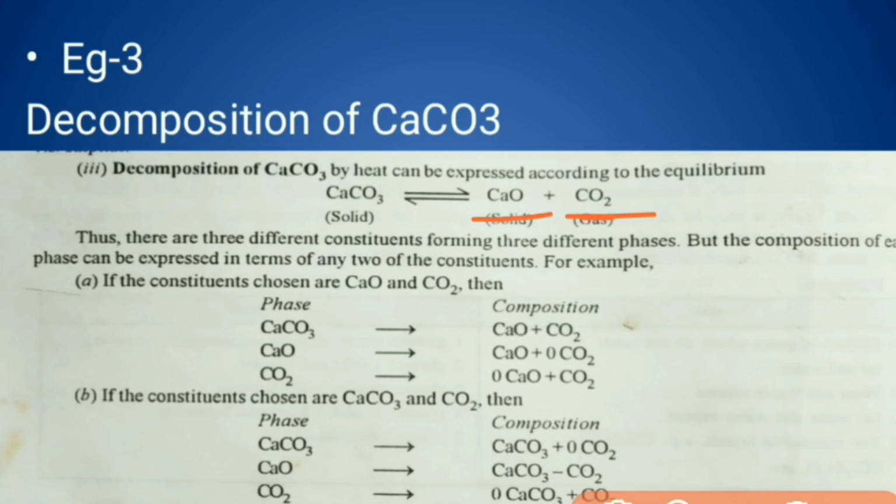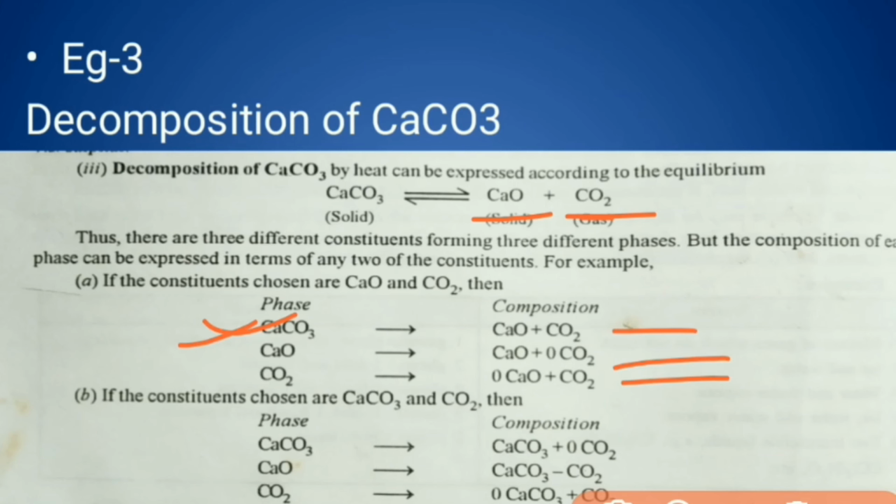So CaCO3 can be written like this. Please try to understand, this is CaCO3, and it is the composition of CaO and CO2, right? If we talk about the CaO, this is the composition of CaO plus 0 CO2. If we talk about the CO2, then this is the composition of 0 CaO plus CO2. What we can see is that only two compositions are required to express just a particular phase, right? So that is why this is a two component system.